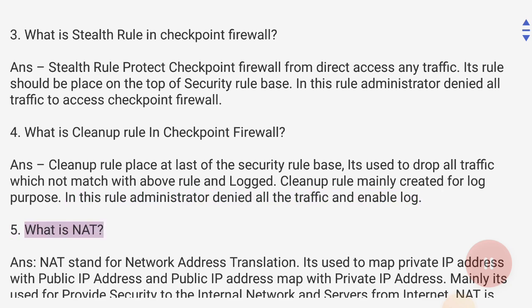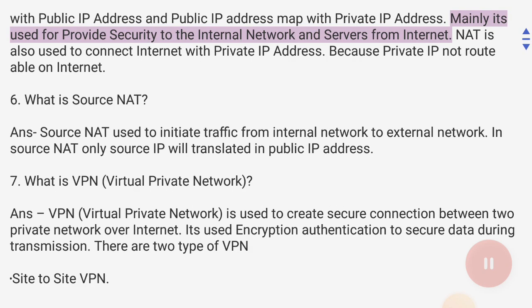5. What is NAT? Answer: NAT stands for Network Address Translation. It is used to map private IP addresses to public IP addresses and public IP addresses to private IP addresses. Mainly it is used to provide security to the internal network and servers from the internet. NAT is also used to connect to the internet with private IP addresses, because private IPs are not routable on the internet.